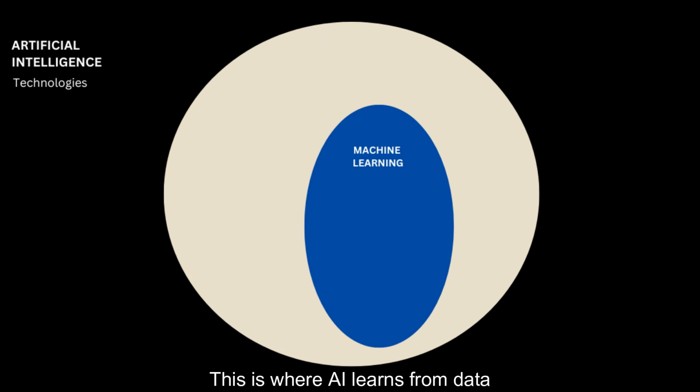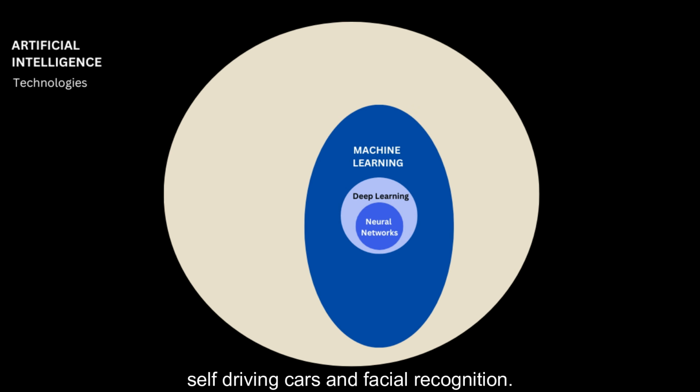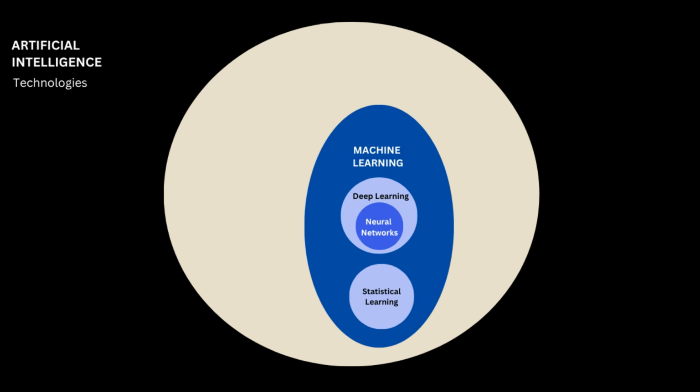Here's a breakdown of some major AI subfields and what they do. Machine learning, this is where AI learns from data to improve over time, and some examples of this might be Netflix recommendations, which you would probably be familiar with, and fraud detection. Deep learning, this is an advanced type of machine learning that uses neural networks to recognize patterns in large data sets, so it's mimicking the human brain here. And examples of this might be self-driving cars and facial recognition.